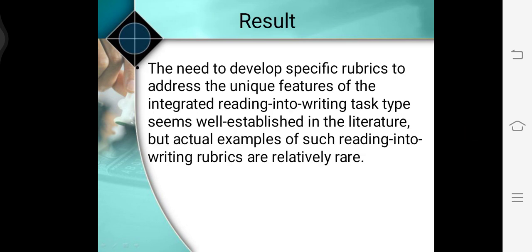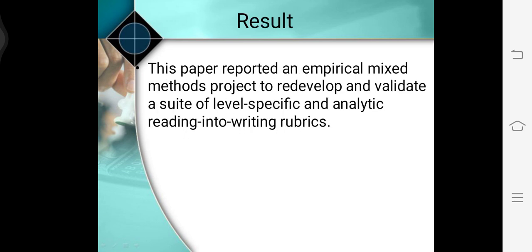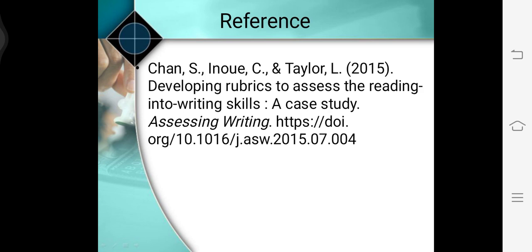So what are the results? The results of this research study are that the need to develop specific rubrics to address the unique features of the integrated reading into writing text types seems well established in the literature, but actual examples of such reading into writing rubrics are relatively rare. This paper reports an empirical mixed methods project to develop and validate a suite of level-specific and analytic reading into writing rubrics. So then we know the results, and this is the reference on the last slide, Chan et al., 2015.